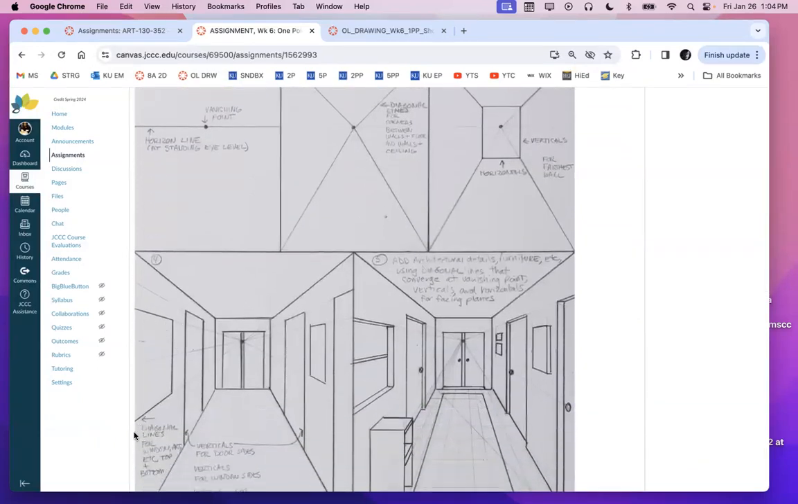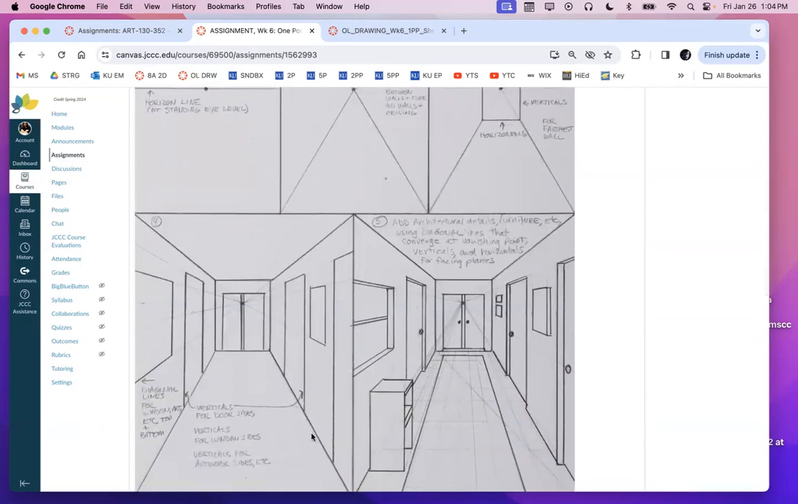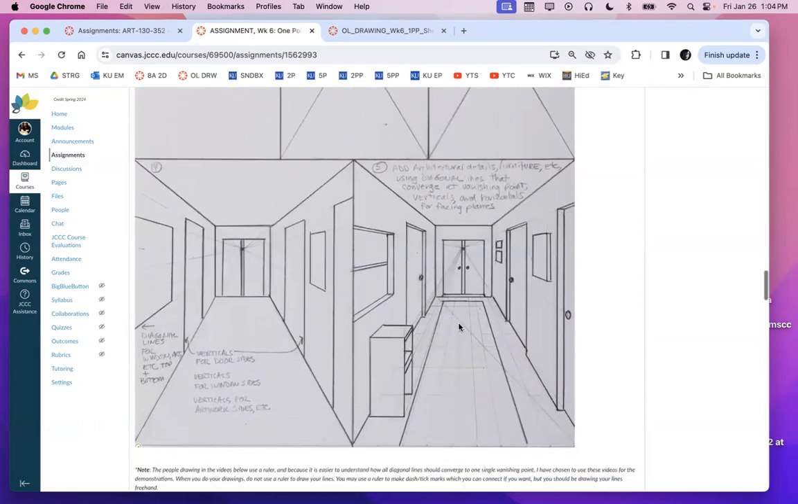So the tops of these paintings and the tops of the doors and the bottoms of the doors and any line that is going away from you is going to converge to that one single vanishing point, including the lines like these, the tiles of the floor. So those are all going to converge to that one single vanishing point. And then any horizontal line you have that you see is always going to be parallel with the top and the bottom of the page.